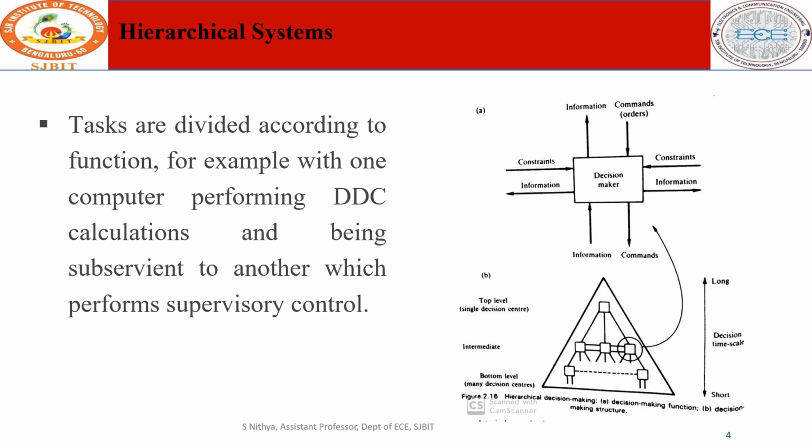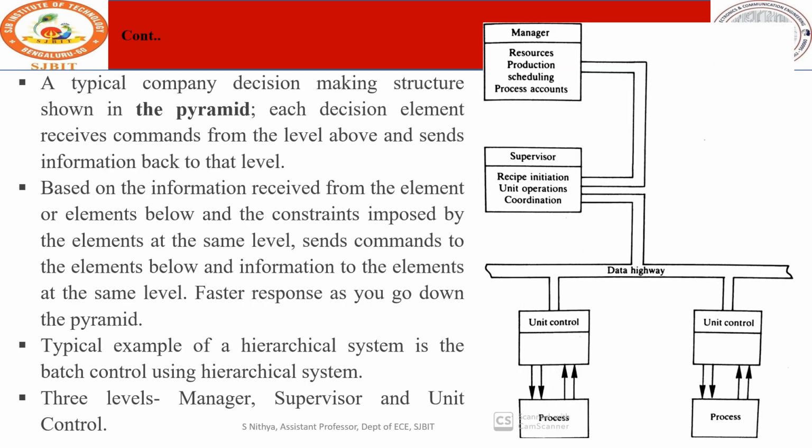The upper levels work on a long decision time scale, and the lower ones on a short one. The top level is a single decision center, these are the intermediate centers, and at the bottom level there are many decision centers. So this is the hierarchy, a typical company decision-making structure, as shown in this figure. Each decision element receives a command from the level above and sends information back to that level. Previously we saw the diagram in the triangle, with the top level, the intermediate level and the bottom level, right?